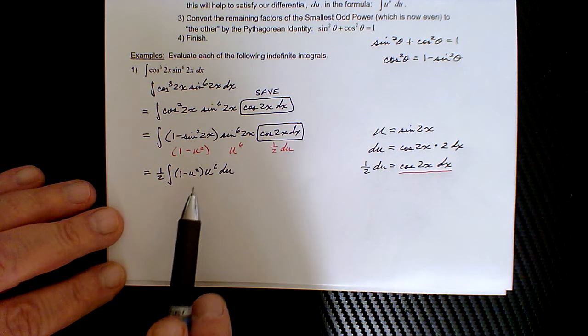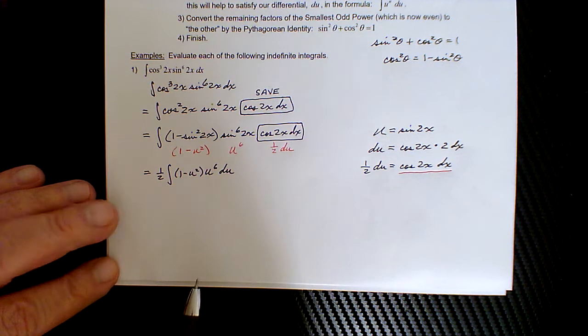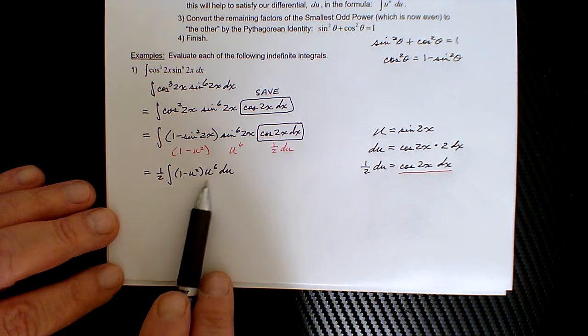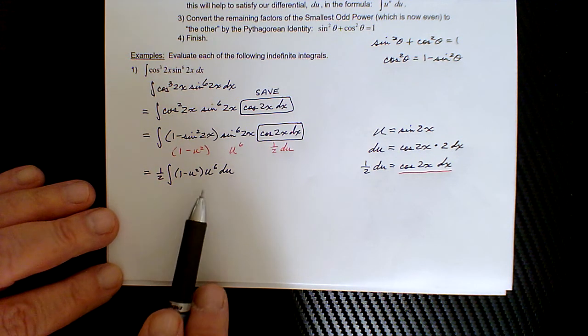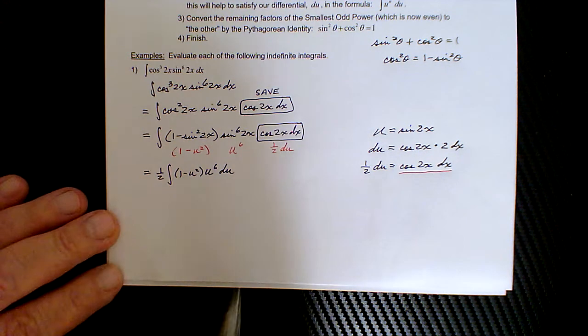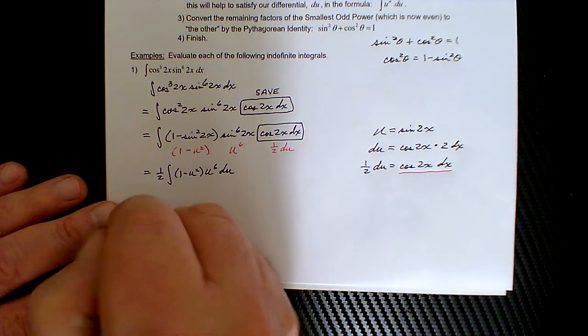And because of the nature of these functions and their powers, we'll always be able to do some obvious algebra to get to a point where we can integrate only a sum or difference of terms that are of the form u to the n. So just some natural algebra. In this case, the u to the 6th can be distributed.